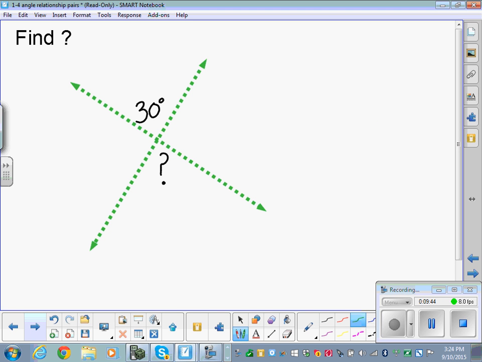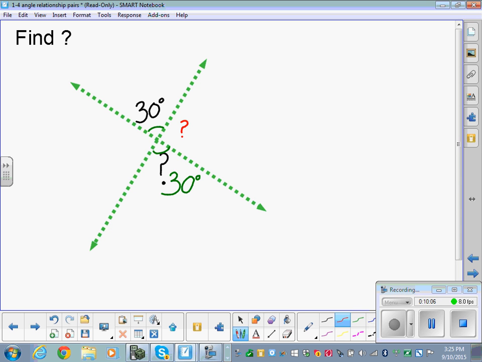Okay, looking at this one, we're going to find question mark. Now, looking at this one, I have a line crossed with another line. So this is creating vertical angles. These two are vertical angles. We know vertical angles are exactly opposite of each other and that they're equal. So question mark must be 30 degrees. Okay, now also let's say I added on to this and said, okay, now that you found that angle, I want you to find this angle.